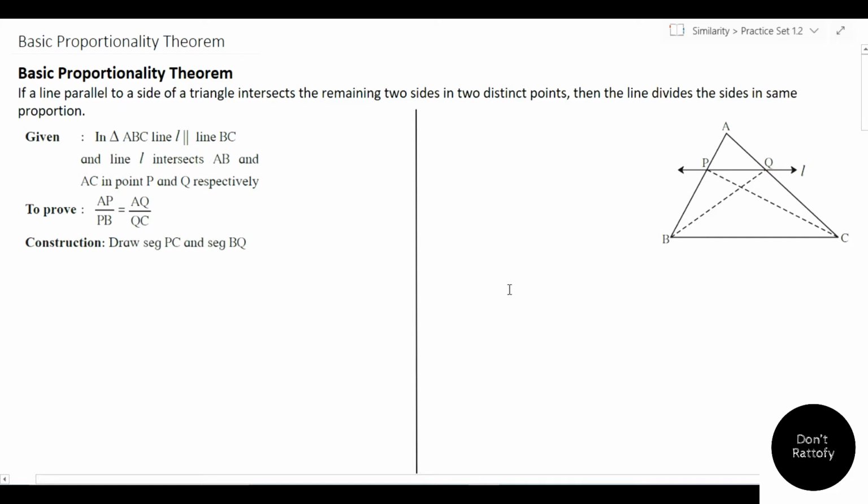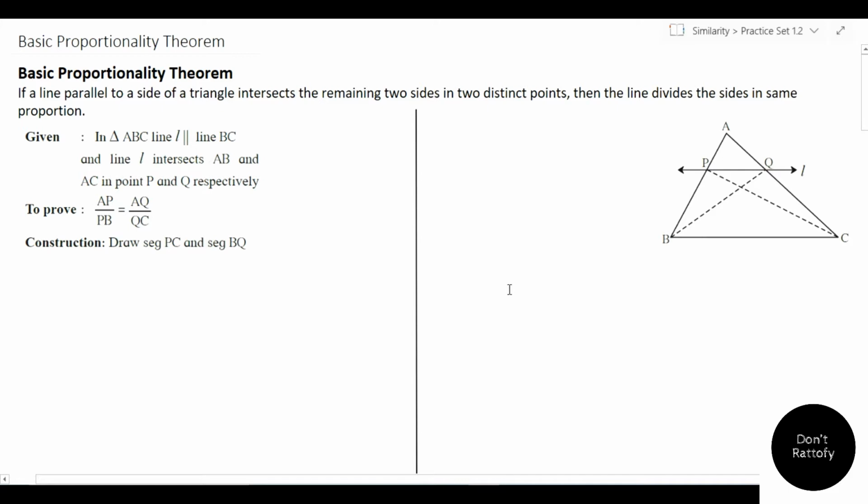This is the second part of Similarity of Triangles. If you haven't seen the first part, I would request you to go back and see the first part before watching this part, so that you have a better understanding of it. If you have already seen the first part, then let's begin.